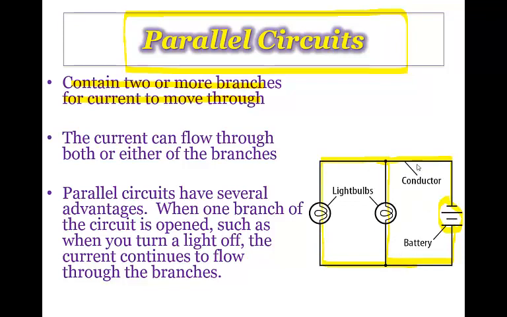I've got one light switch that'll hold up these first set of lights in the front, and then I've got a second light switch that'll go to the ones in the back. And so I can flip and make the front lights come on, but I can leave the back lights off, or I can turn both of them on, or I can turn both of them off. The current can flow through both or either of the branches. They don't all have to be on at the same time. So there's lots of advantages to parallel circuits.